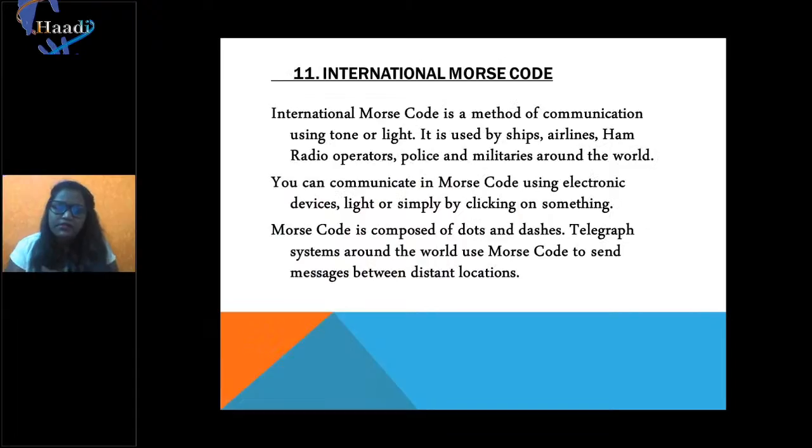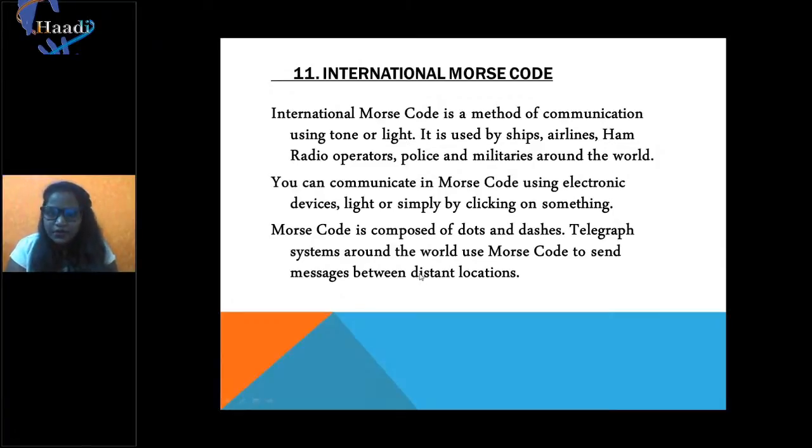And the eleventh type of communication will be international Morse code. International Morse code is another method of communicating using tones or lights. It is usually used by ships, airlines, and radio operators. It is completely used with tones and lights. Morse code is composed of dots and dashes. The telegram system all around the world uses Morse code to send messages between distant places.